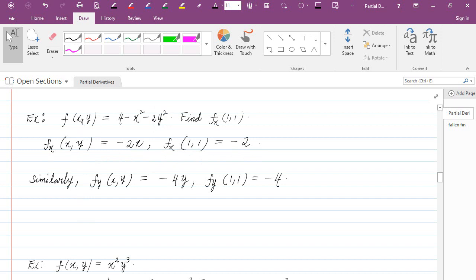Similarly, the partial derivative of f with respect to y evaluated at x y would be negative 4y, because this time we're going to assume that x is a fixed constant, and then we get the derivative to be negative 4y, and the partial derivative of f with respect to y evaluated at 1, 1 is equal to negative 4. So when evaluating at 1, 1, I replace y by 1.